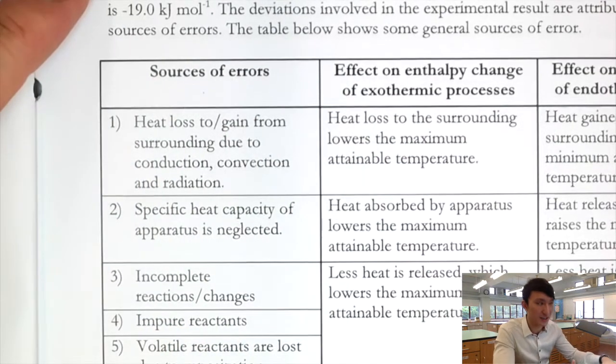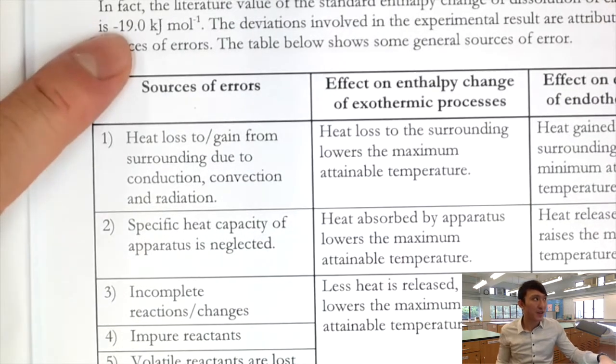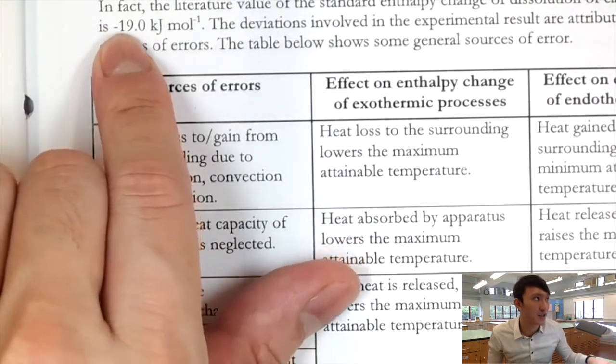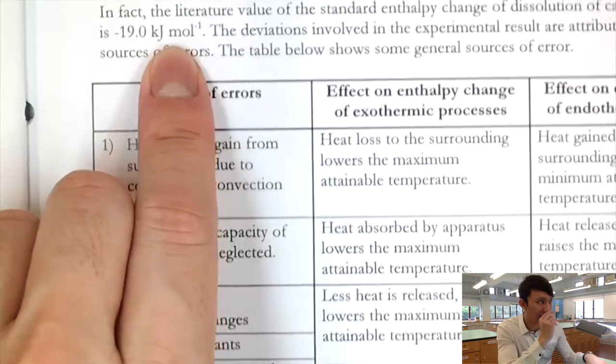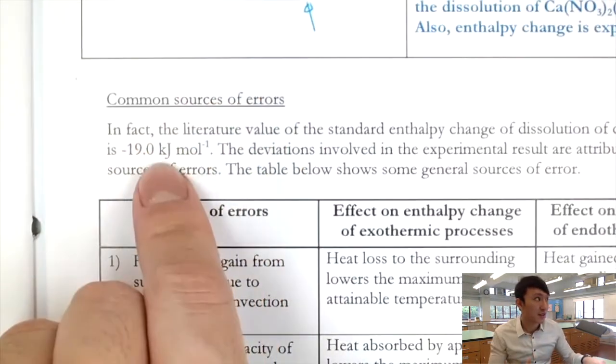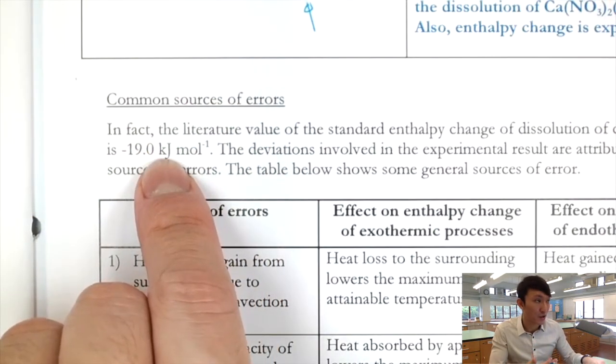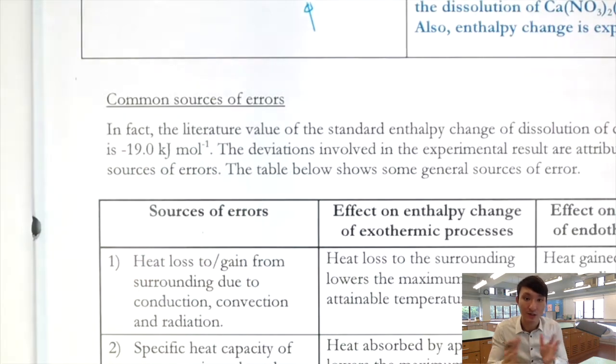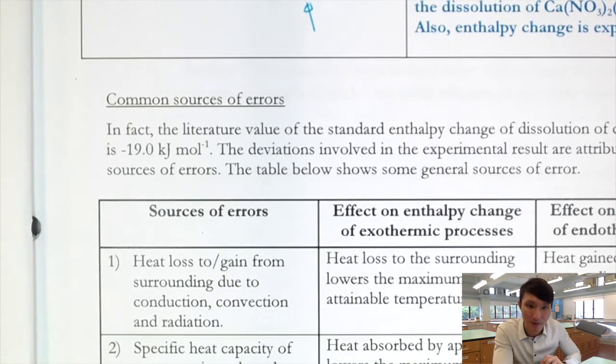Now, usually, you see the literature value. It is negative 19 kilojoule per mole. So that means, comparing to this answer, actually, the dissolution of calcium nitrate is able to release even more heat. So the solution should be hotter than what we have measured. So that means some of the heat released is lost, is gone, is wasted, something like that. So we want to find out what are the sources of error and how we may be able to improve the result.